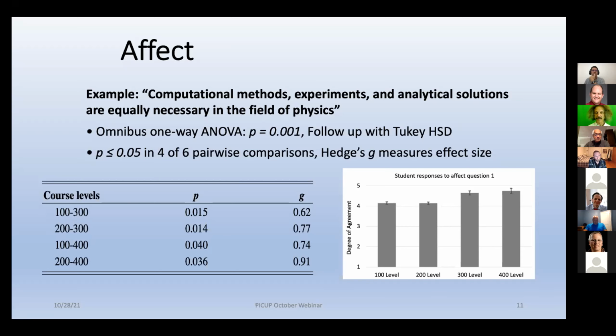Not much goes on between the 100 and 200 level. That's really just the introductory sequence playing out. But when students get up into the 300 and then the 400 level, the differences between those and the intro level courses are unmistakable. These are really significant differences.